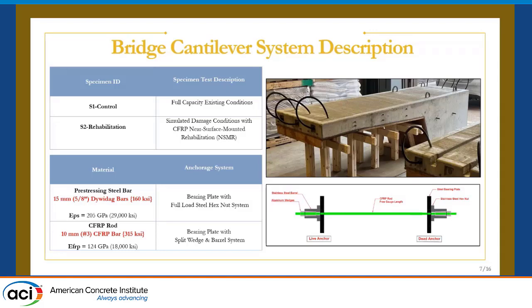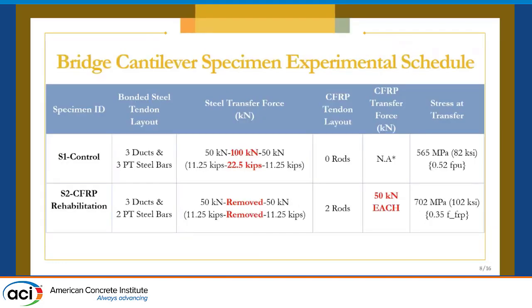In terms of stiffness, I want to bring to light that steel is 29,000 KSI, 205 gigapascals. But CFRP is a little lower, but definitely more competitive than GFRP, for example, at 124 gigapascals or 18,000 KSI. So for our control specimen, we had within our system 3 ducts with 3 bars, 5/8 prestressing steel bars, as I mentioned. We wanted to emulate different prestressing forces, so we had 50 kilonewtons, 100 in the center, and then 50 for the right tendon. And obviously for the control, there's no CFRP in that system.